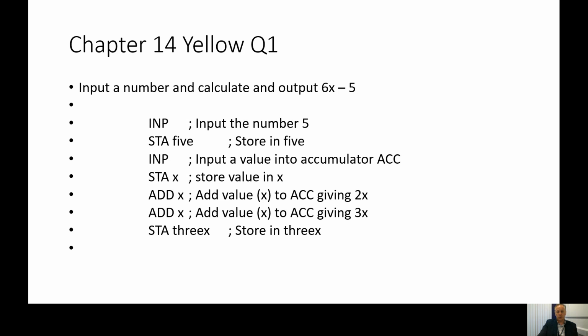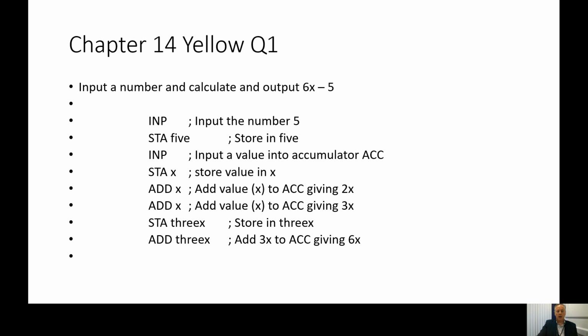Next up, you're then going to store that value of 3x. So it's stored as 3x, the value of 3 multiplied by what x is, whatever value is typed in. You then add 3x to the accumulator. So remember, we've already got 3x in the accumulator. If we add another 3x, that's the equivalent of adding 6x. Okay, the equivalent of 6 multiplied by that value of x that you've keyed in.